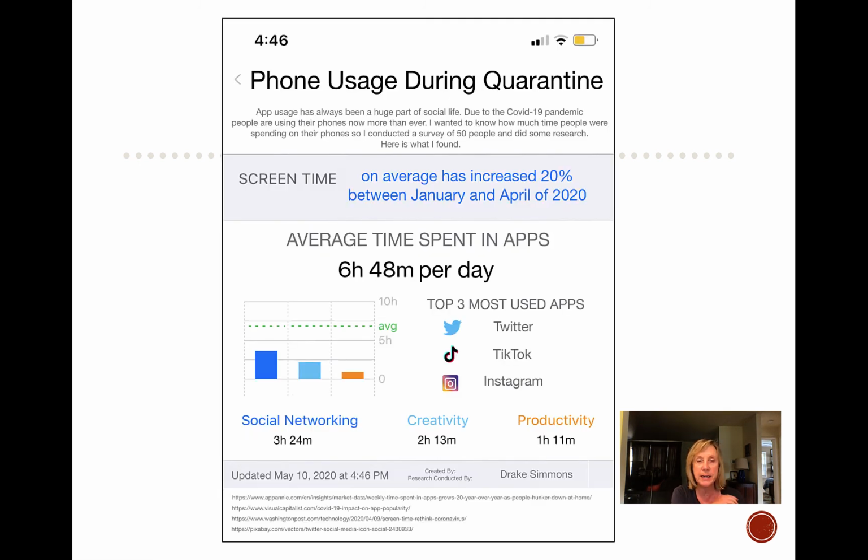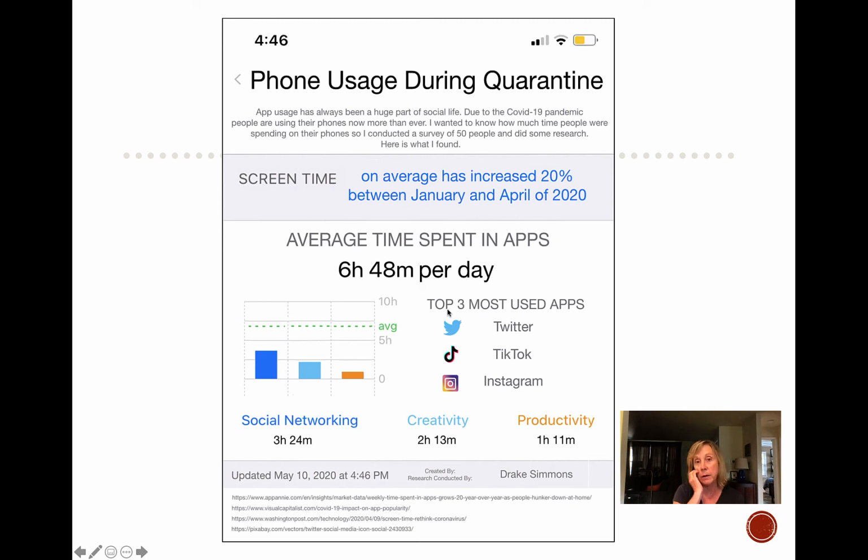Here's what a student did in the class last spring with that information. Phone usage during quarantine. And by the way, Drake Simmons, who created this infographic, did do this in InDesign. It's very clever because the graphic itself represents a phone. He has created in InDesign these little icons.